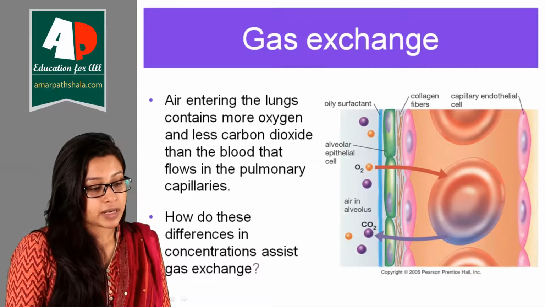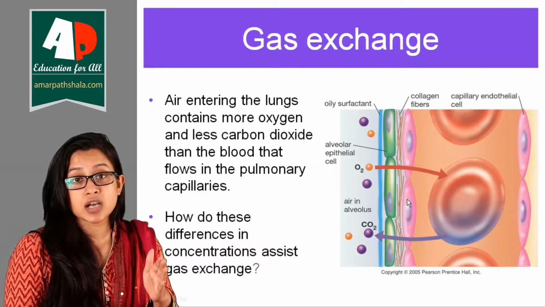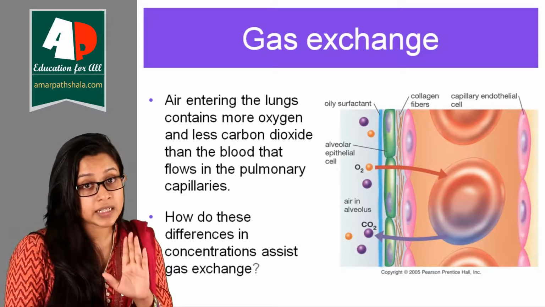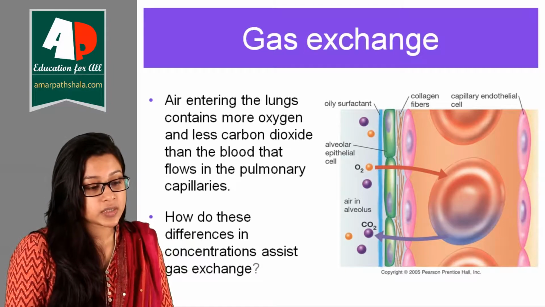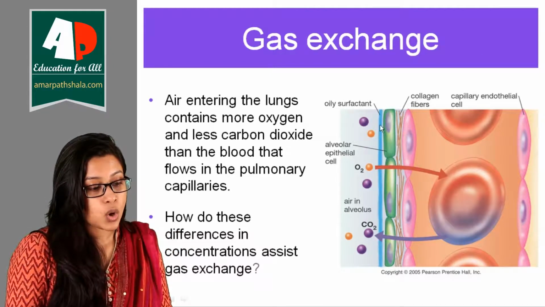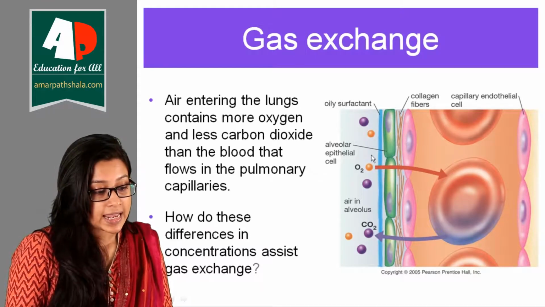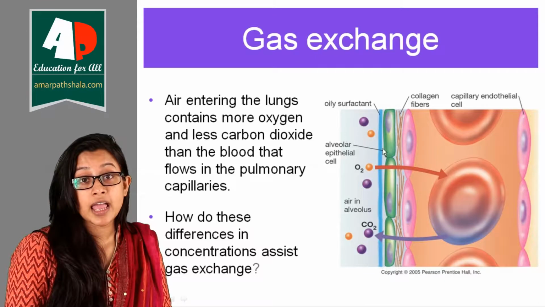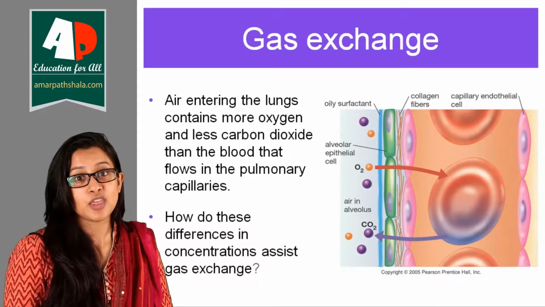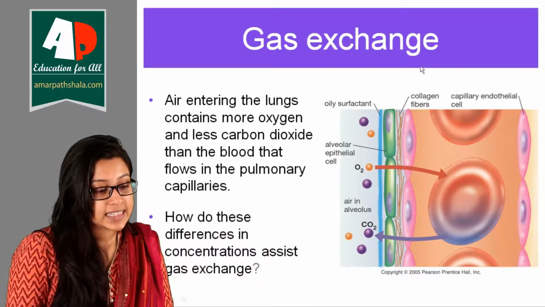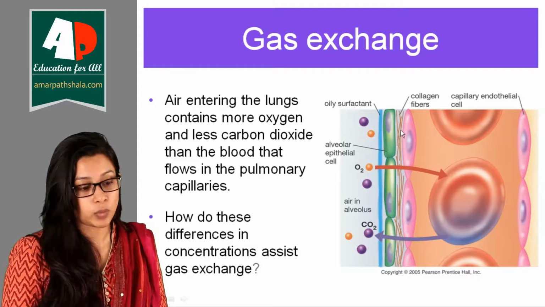So in this diagram, you can see a cross-section of a capillary wall and the wall of an alveolus. Here you can see the oily surfactant fluid on the wall of the alveoli, and these are the alveolar epithelial cells, the cells that make up the wall of the alveoli. And then these are some connective fibers known as collagen fibers that hold the alveoli wall together.